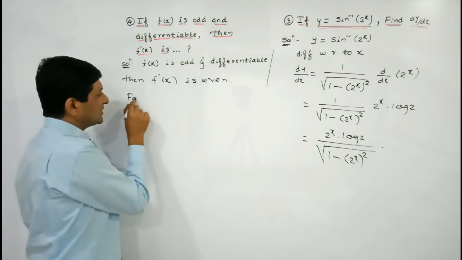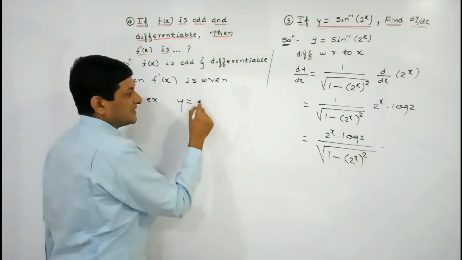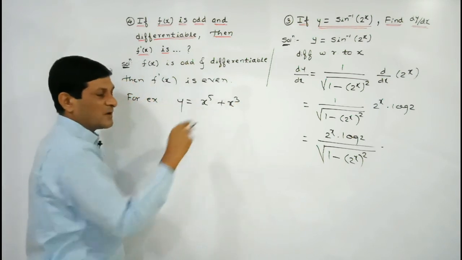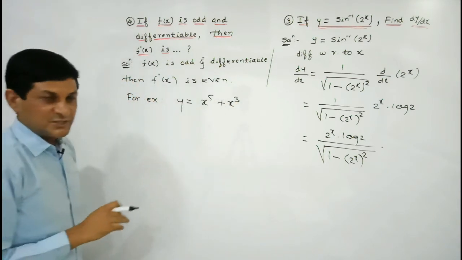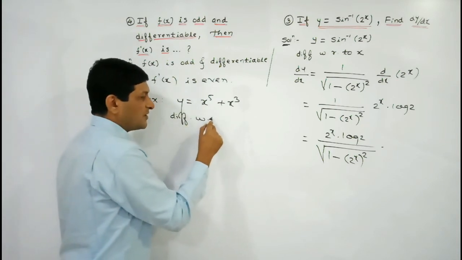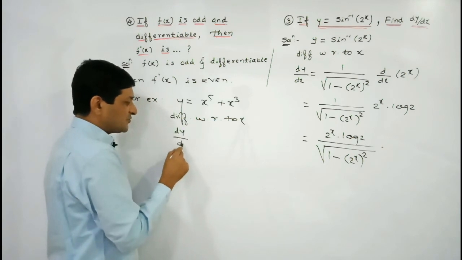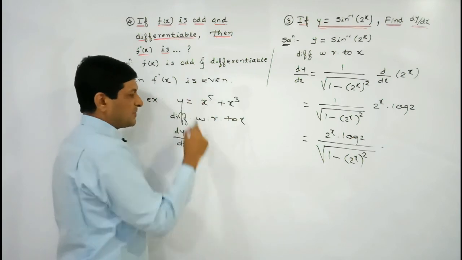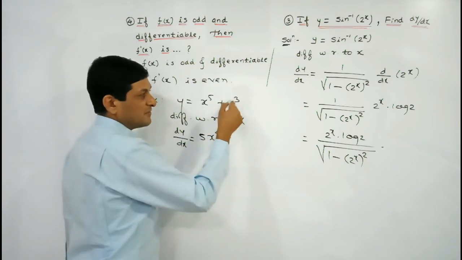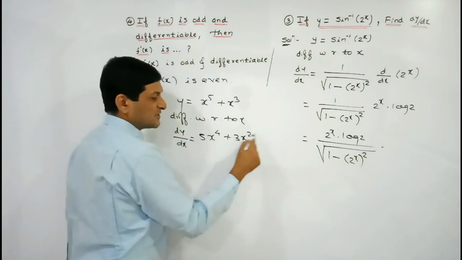If you want, give an example also, that y is equal to x raised to power 5 plus x cube. Just simply we have taken what here? Which function? Odd function. Now we are differentiating it with respect to x. Let us see what derivative we will get here. So dy upon dx will be equal to, first take this power 5 as a coefficient, decrease power by 1. Then derivative of x cube is 3, first we have taken power of x as a coefficient, decrease power by 1.